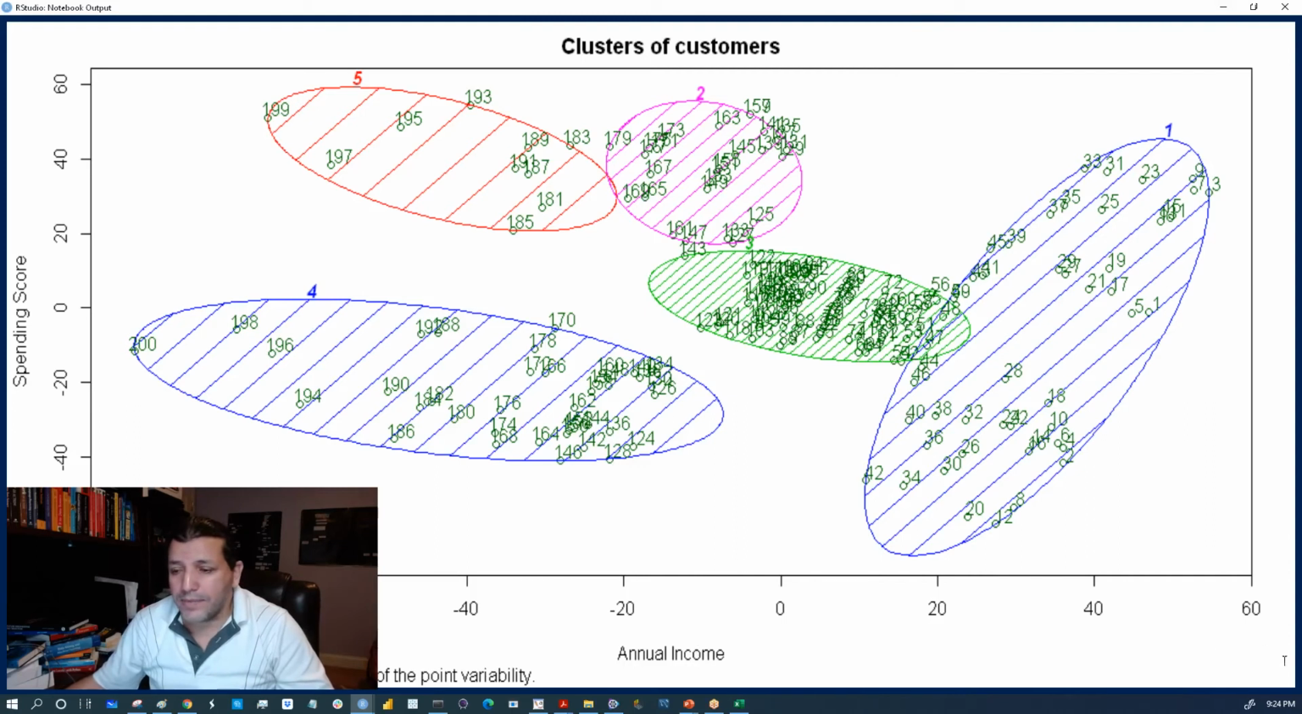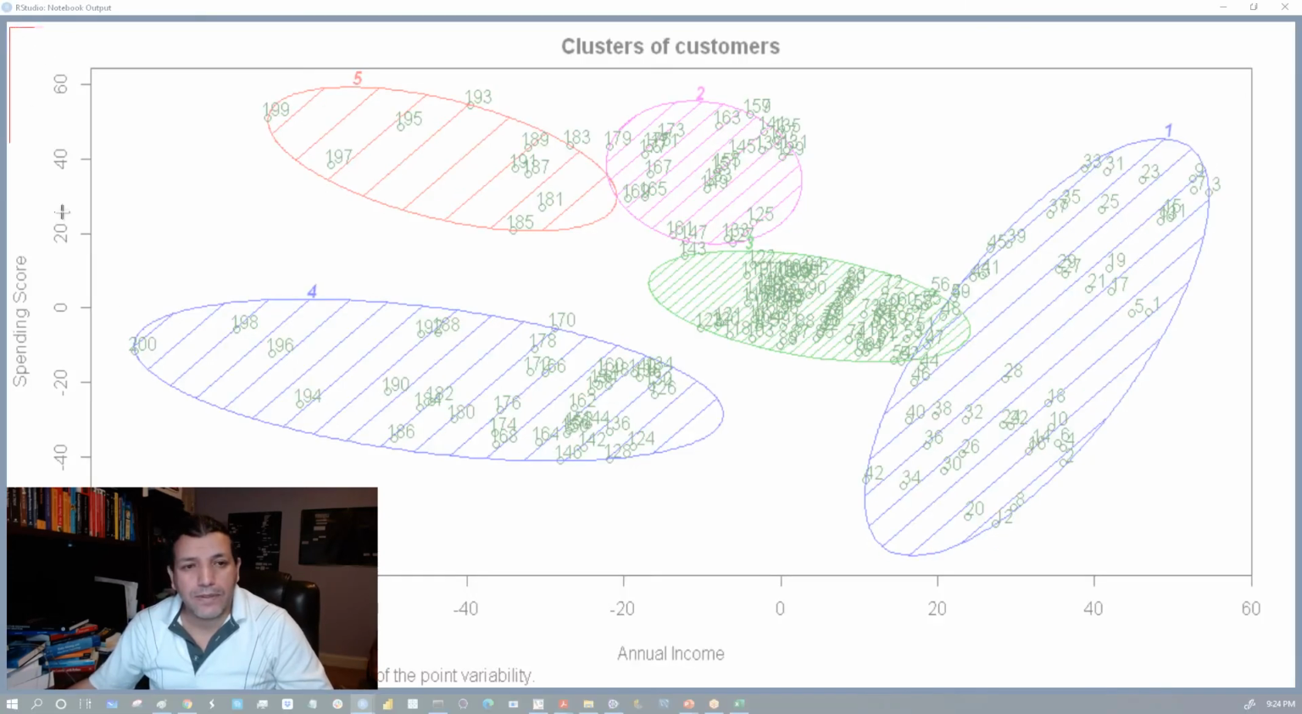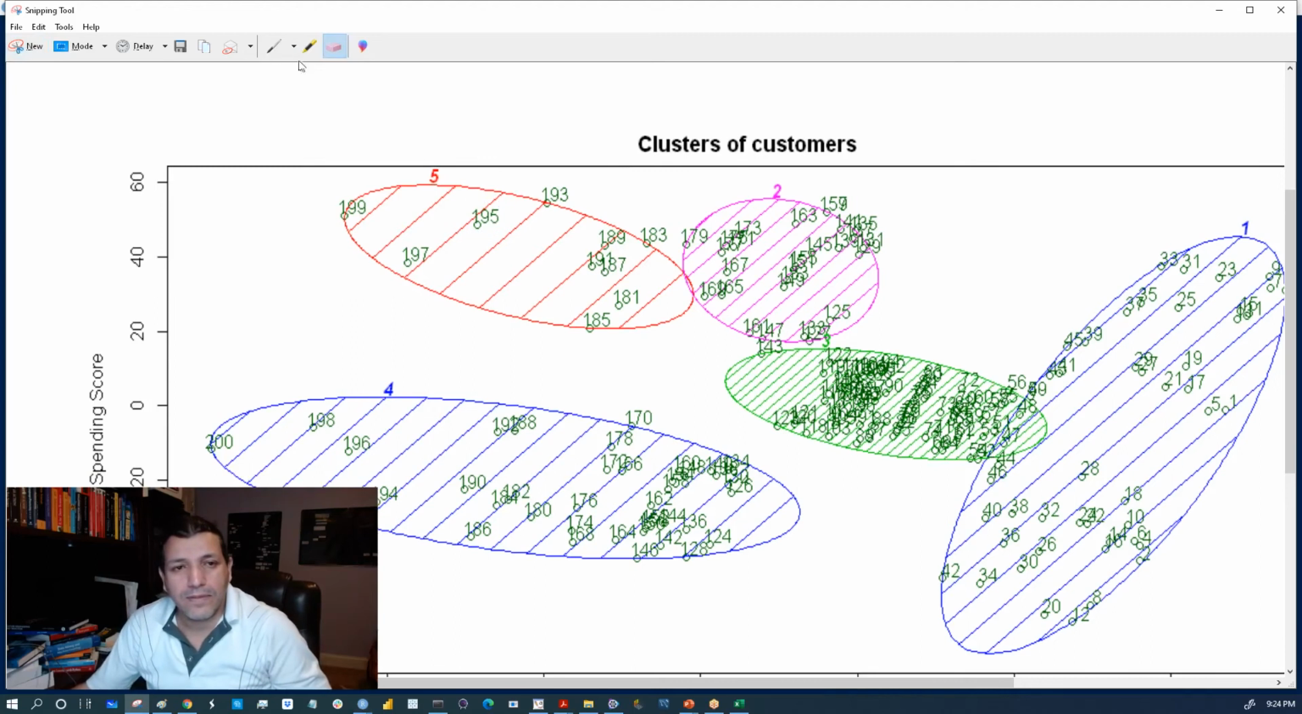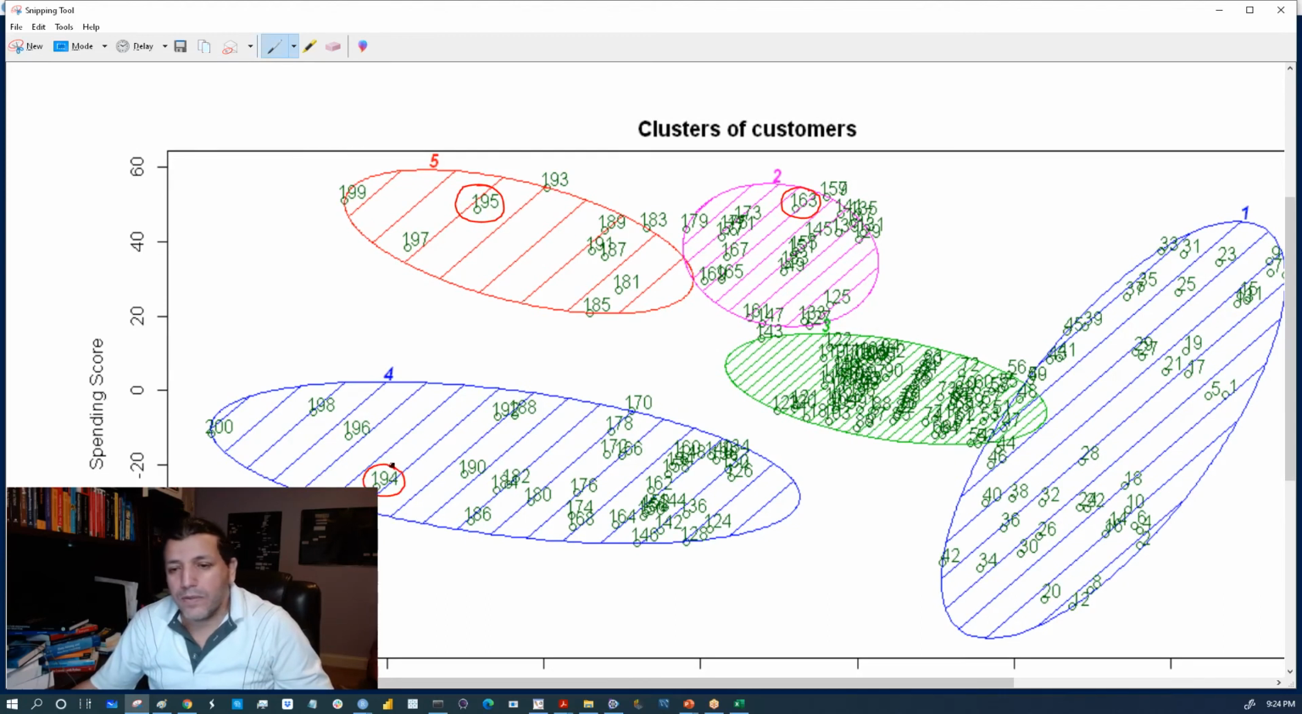We are going to take a few numbers. For example, 195. Let's take 195. We are going to take, let's say, 163. We are going to take 194. We are going to take 122. And we are going to take 28. We are going to take one for each cluster. These are clusters, they are groups. So we have one group, a second group, third, fourth, and fifth.